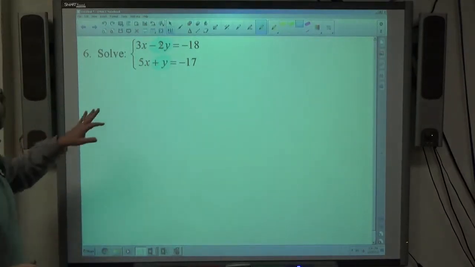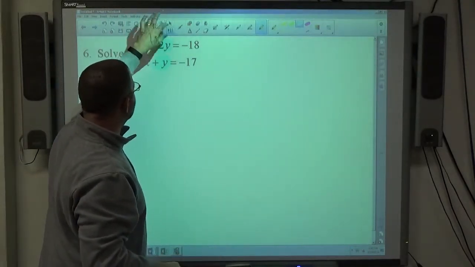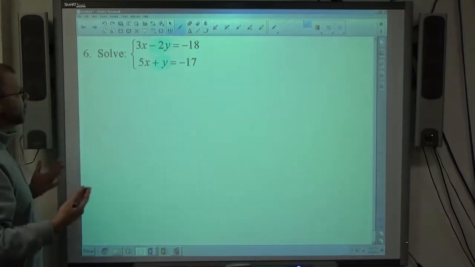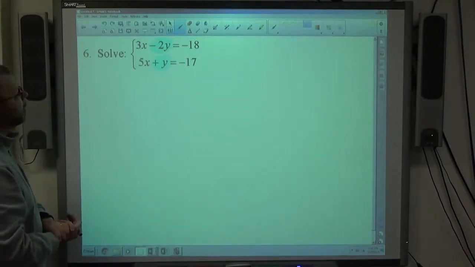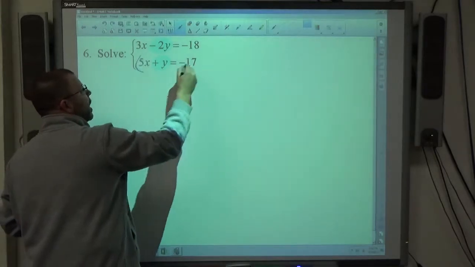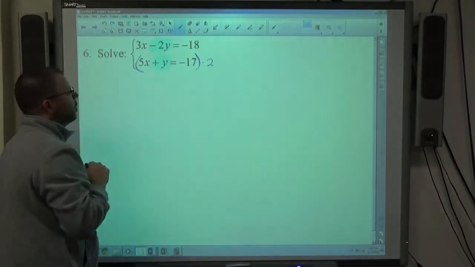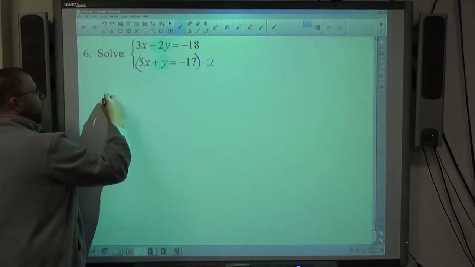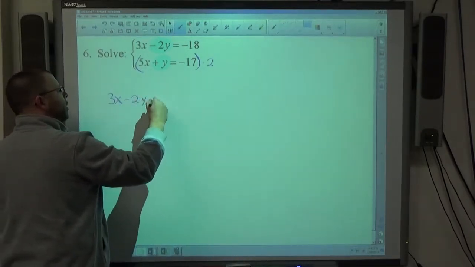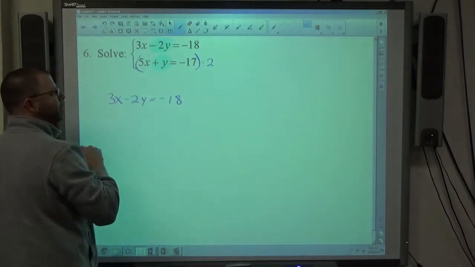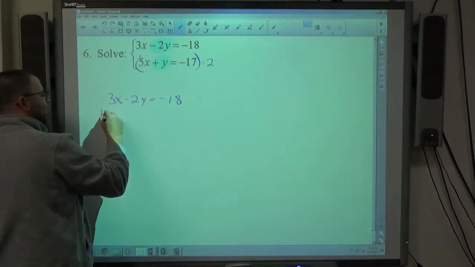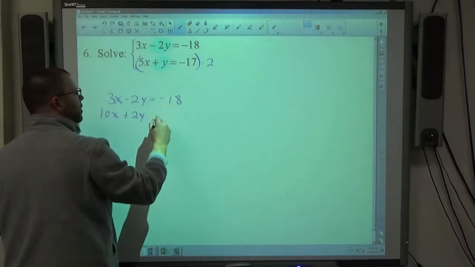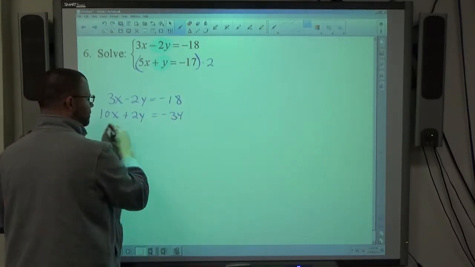I've already got the correct order of everything. I've got x, y, number, x, y, number order. My goal is to make those two highlighted things the same but opposite. The opposite signs are there. If I double this bottom equation, positive 2y is the opposite of negative 2y. So that'll do the trick. So 3x minus 2y equals negative 18 is staying the same. 2 times 5x is 10x. 2 times 1y is positive 2y. 2 times negative 17 is negative 34.